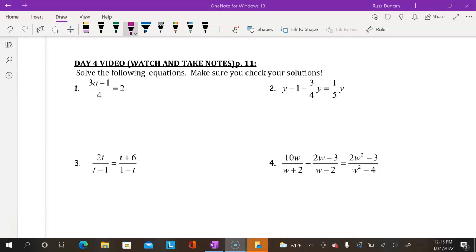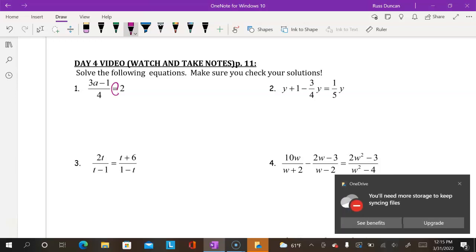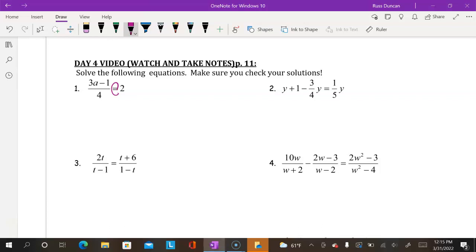Okay, so now we have equations. Because of this equal sign, we're trying to find out what a would need to be so that this statement, (3a minus 1) over 4 equals 2, could be true. We're still going to find the least common factor, but we're going to do something a little different with it because of the equals. In this case, it's just 4.